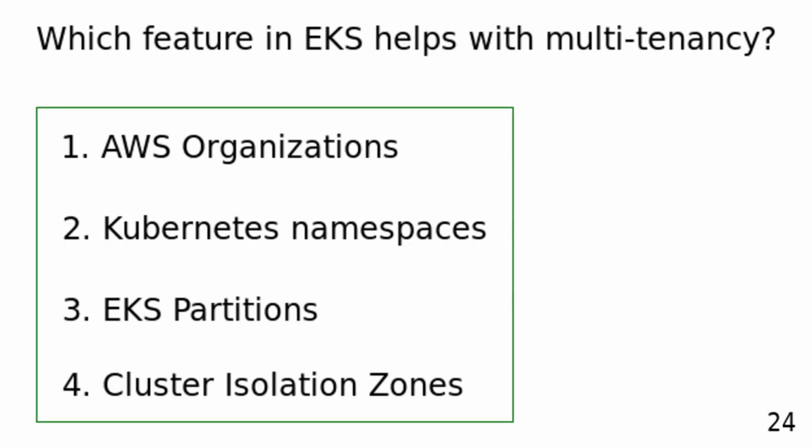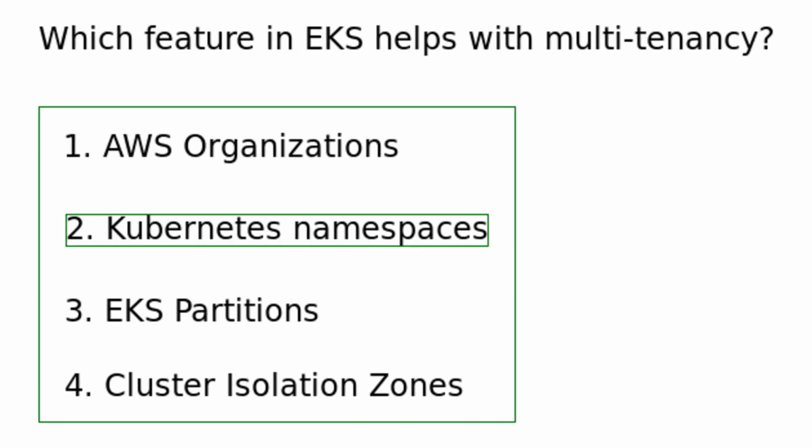Which feature in EKS helps with multi-tenancy? AWS Organizations. Kubernetes namespaces. EKS partitions. Cluster isolation zones. EKS uses Kubernetes namespaces to provide a level of isolation, facilitating multi-tenancy.